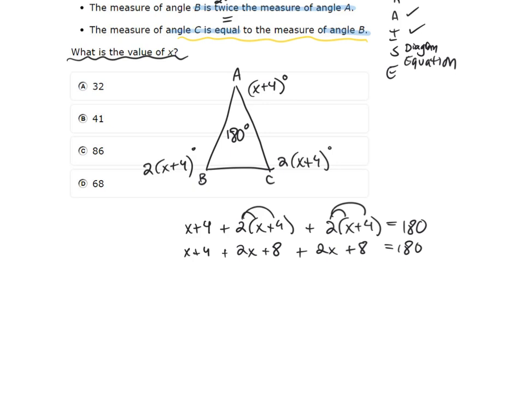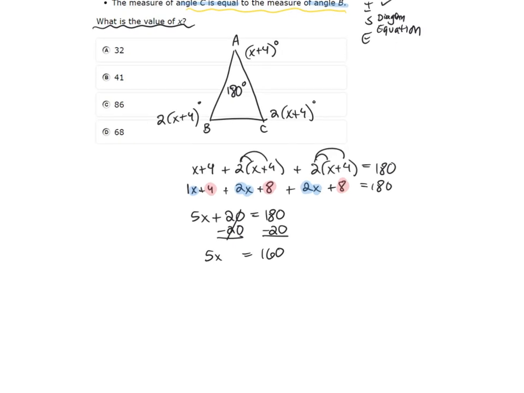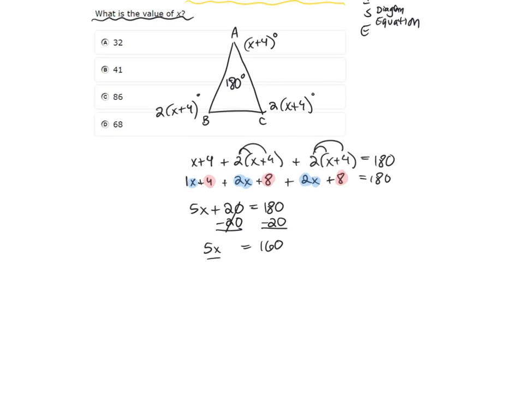And now let's find our like terms. Here's my x's, and here's my constants. Great, and with my x's, let me go back and get those 2's as well. So I have, let's see, there really should be a 1 there. So 1x plus 2x plus 2x is 5x. And then 4 plus 8 plus 8 is 20. So 5x plus 20 equals 180. Then subtract 20 from both sides. All right, so now I need to divide both sides by 5 in order to have x on its own.